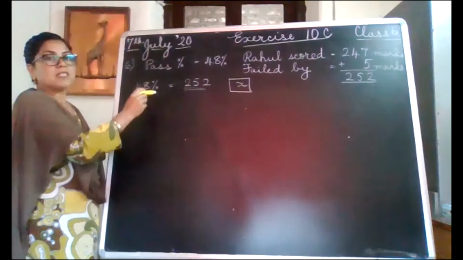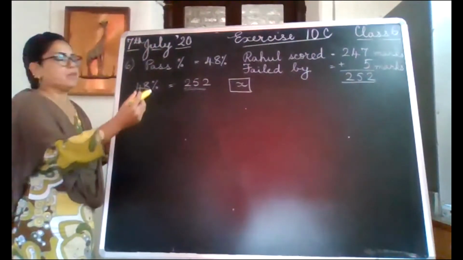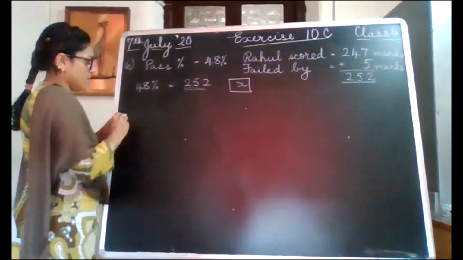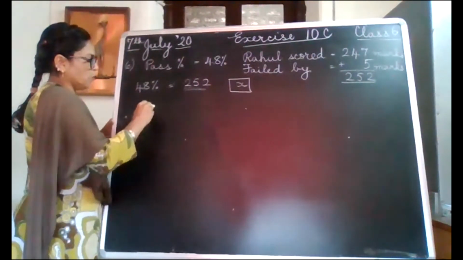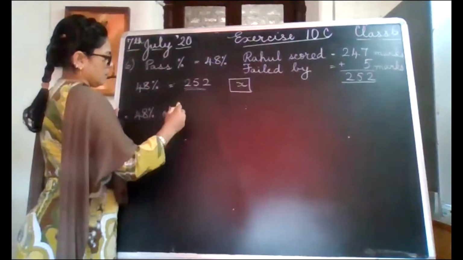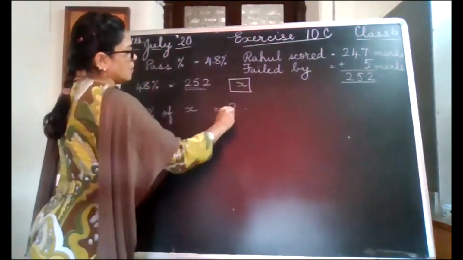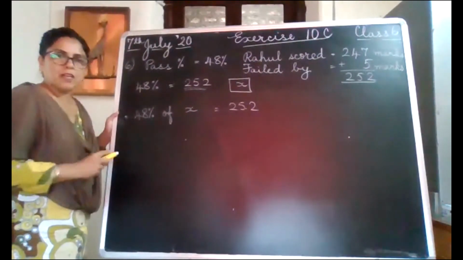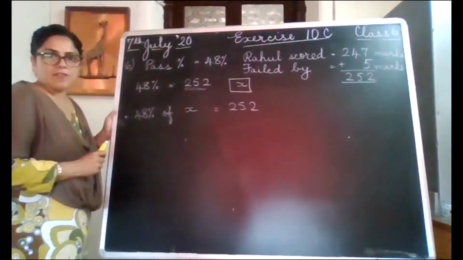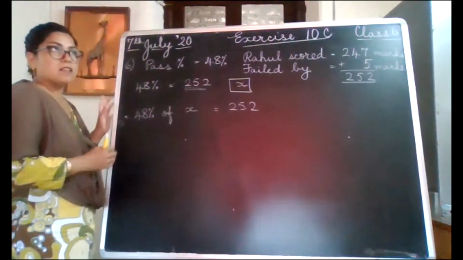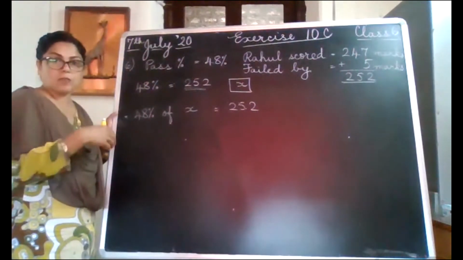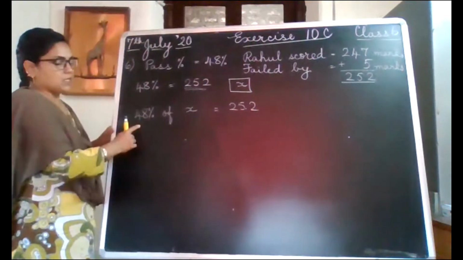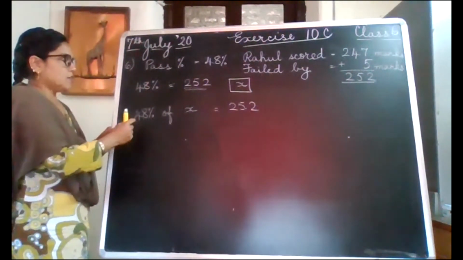So 48% of a certain number. So 48% of X is 252. So does this ring a bell? Have we done something similar earlier? Yes, we have done the last 6 to 10 questions of the previous exercise, wherein we didn't know the number whose percentage was given. Okay.